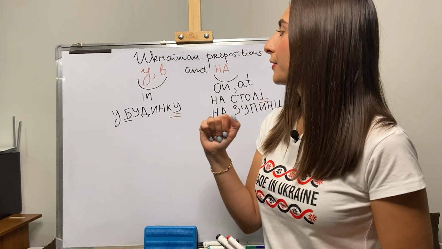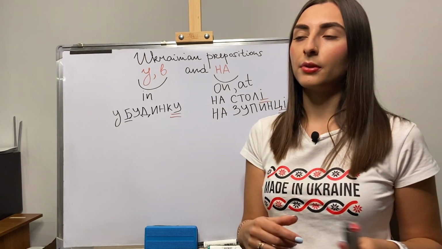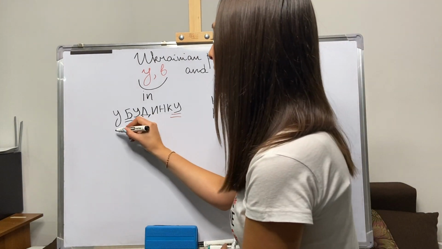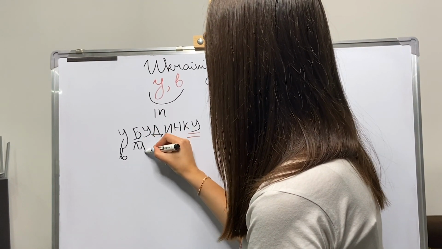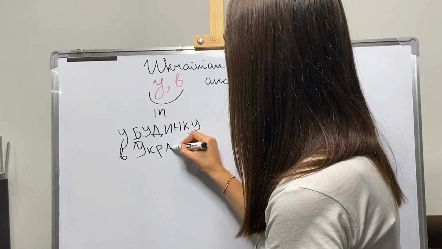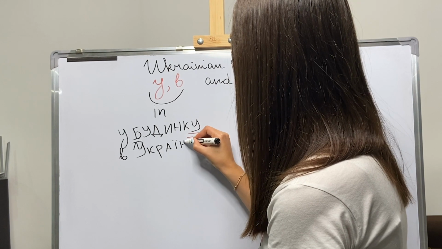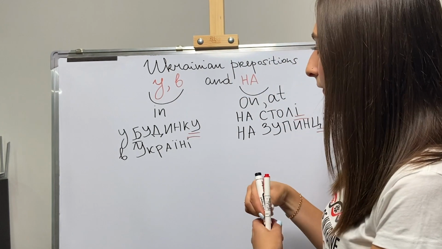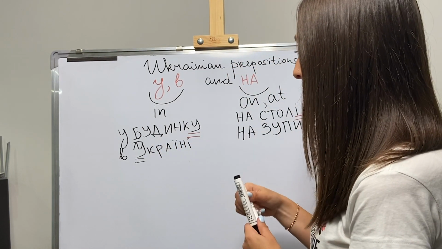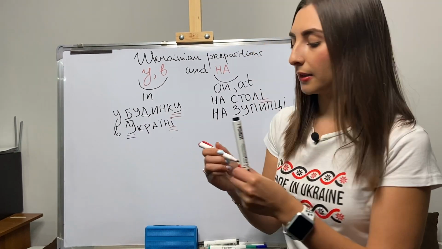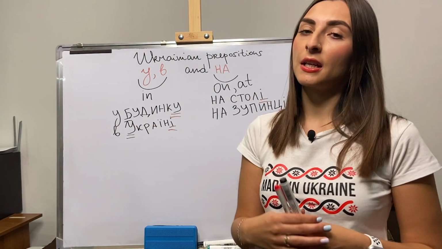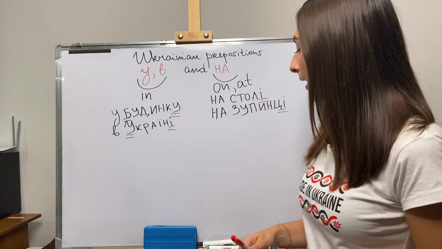Let me show you the usage of the preposition в, for example. We want to say "in Ukraine". In Ukraine will be в Україні. В Україні starts with a vowel, and Україні again is the locative case. Україна is Ukraine, but in Ukraine, в Україні, we use the locative case.